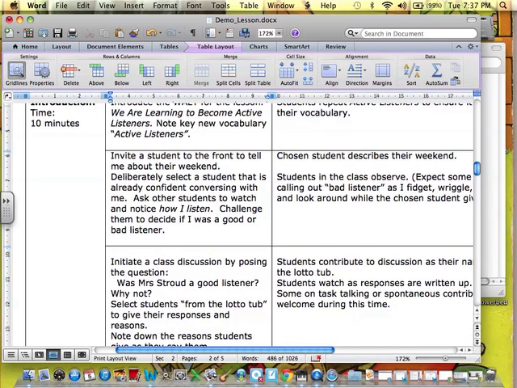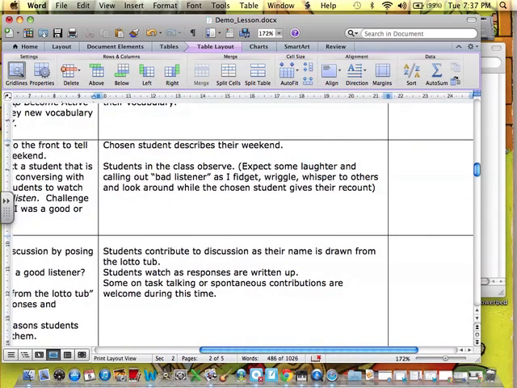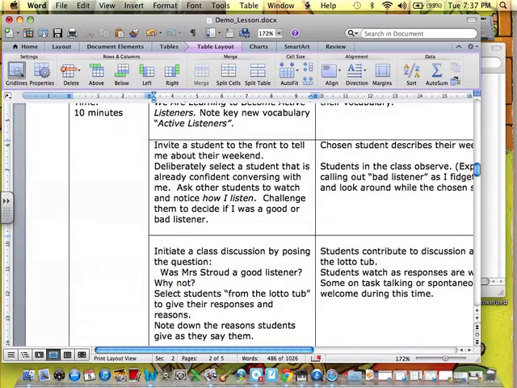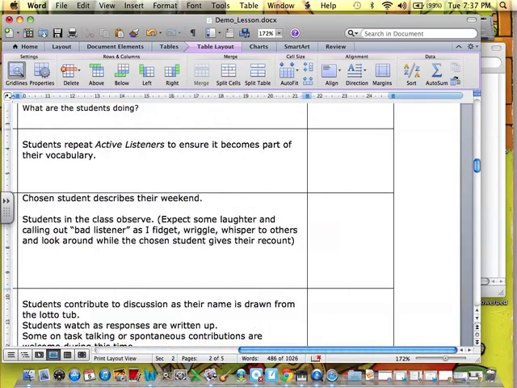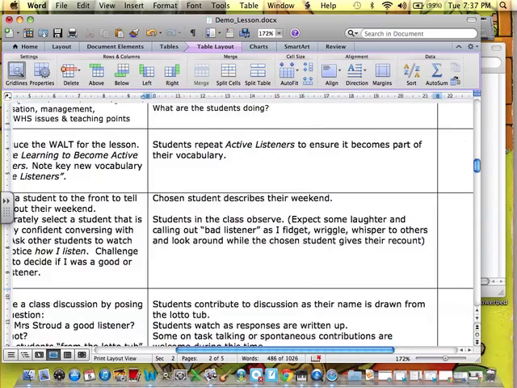And I'm going to deliberately select a student that's already confident, and I'm going to ask the other students to watch and notice how I listen. And I'll challenge them to decide if I'm a good or a bad listener. So the chosen student describes their weekend. The students in the class are observing me, and I would expect some laughter and calling out bad listener as I'm going to fidget, wriggle, whisper to others, look around. So then for those two activities, I really don't need any resources, maybe just the smartboard.